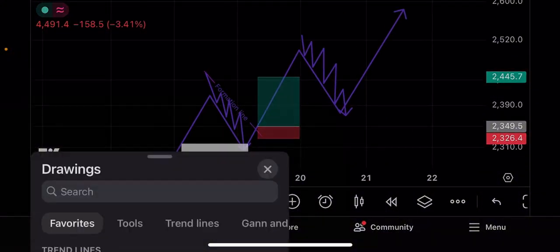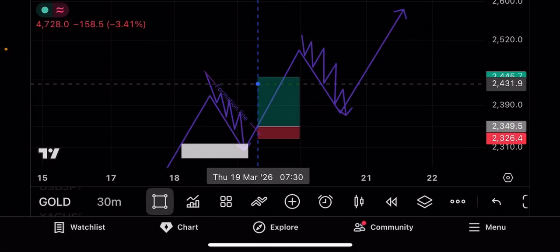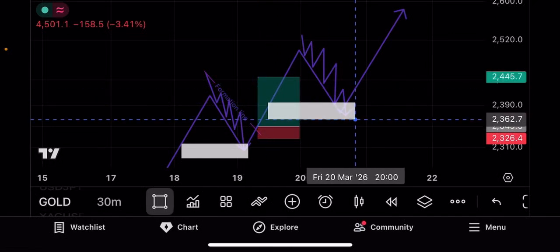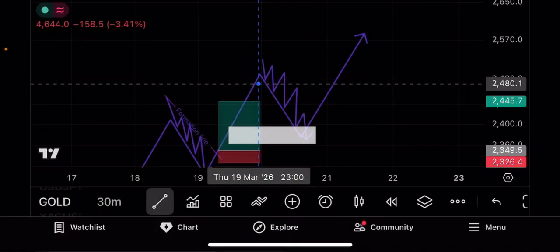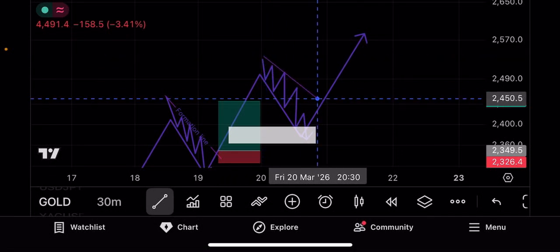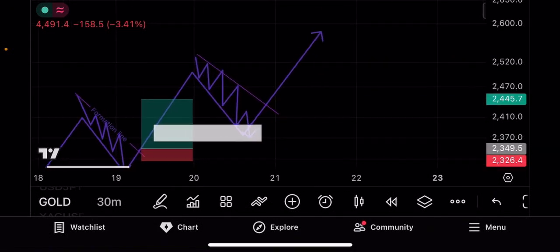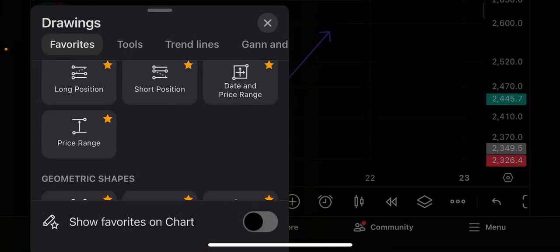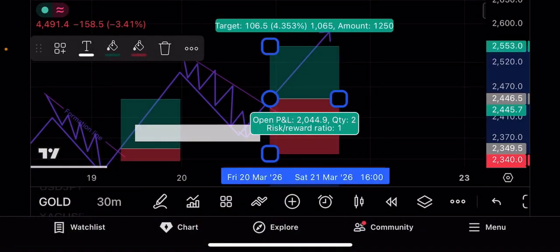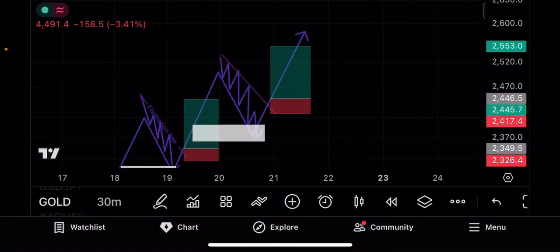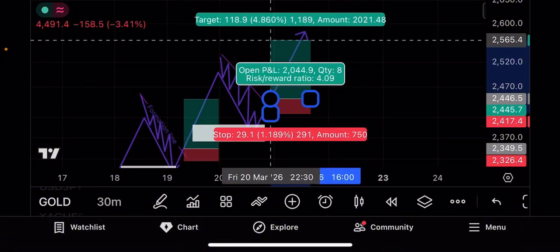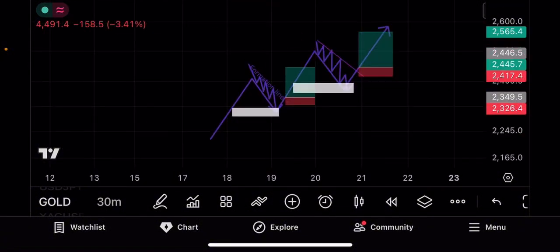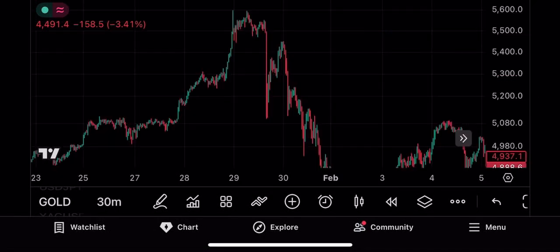You just wait. Just map out a zone and just wait. Then you just draw your line from the top. Right, market breaks the line. You enter. Put your stop loss where you're supposed to put the stop loss. Then do your 1 to 4 risk to reward. Right, that is practically how the strategy works.